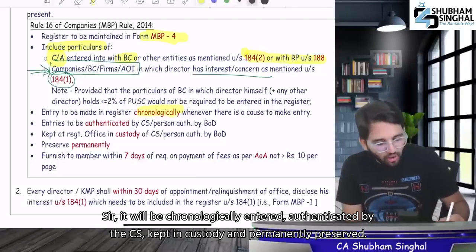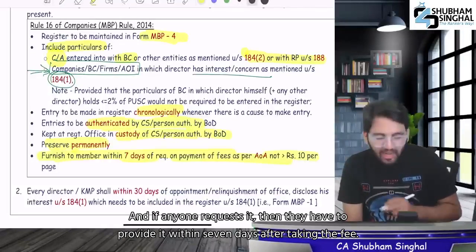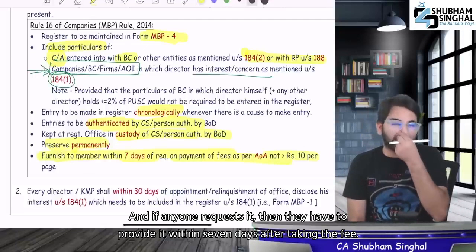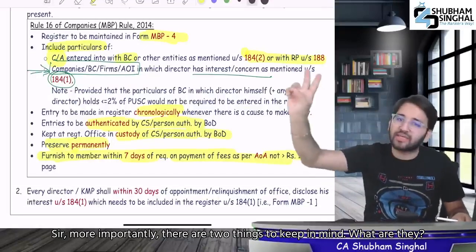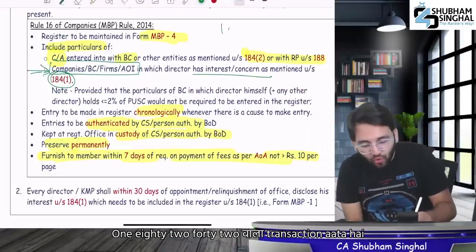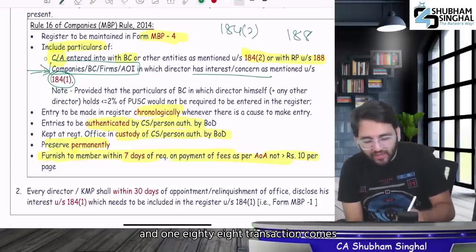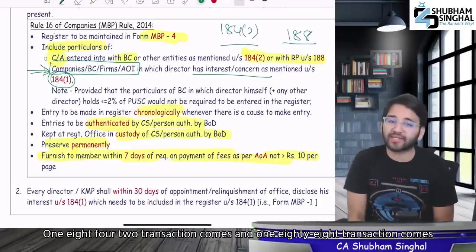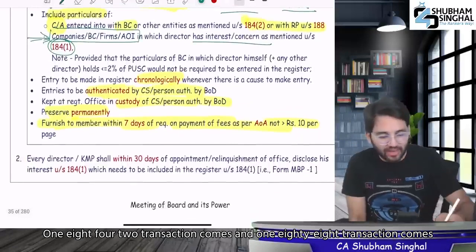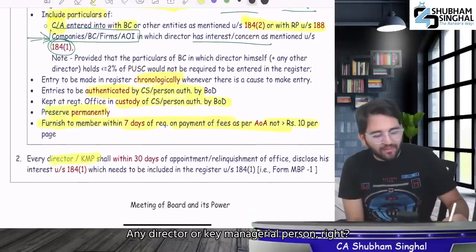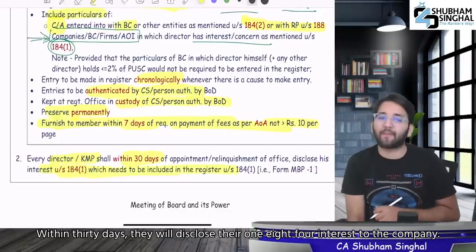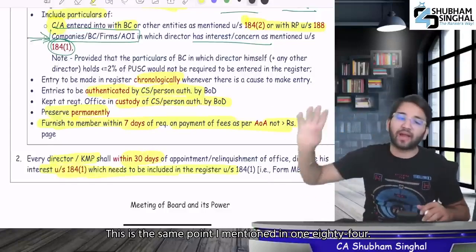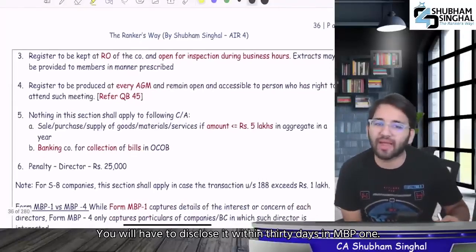It will be chronologically entered, authenticated by the CS, kept in custody and permanently preserved, and if anyone requests it, you must make it available within 7 days after taking the fees. But there are two more important things to keep in mind. The 184(2) transaction comes and the 188 transaction comes. Listen, any director or key managerial person will disclose their interest under 184 to the company within 30 days. I mentioned this same point in 184. You will have to disclose it within 30 days in MBP 1.